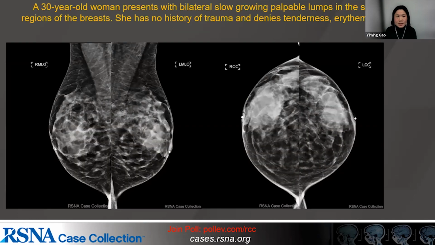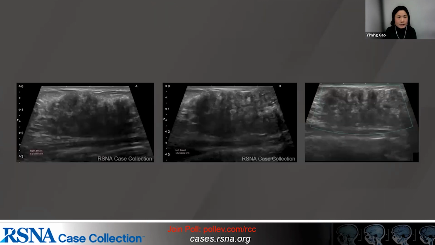So case number 2 is a 30-year-old woman who presents with bilateral, slow-growing, palpable masses in her subareolar regions. And pertinent negatives, she has no history of trauma. She has no indication of infection. And here you're seeing mammography in MLO and CC views. And you can go ahead to the next slide.